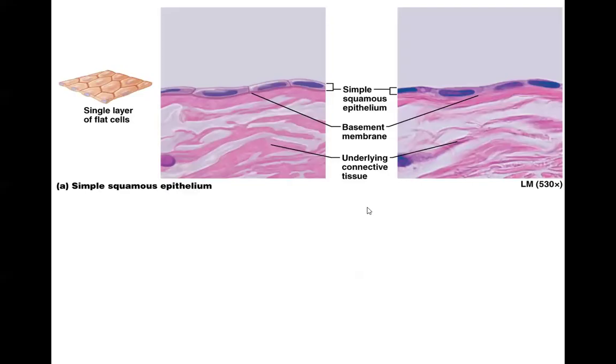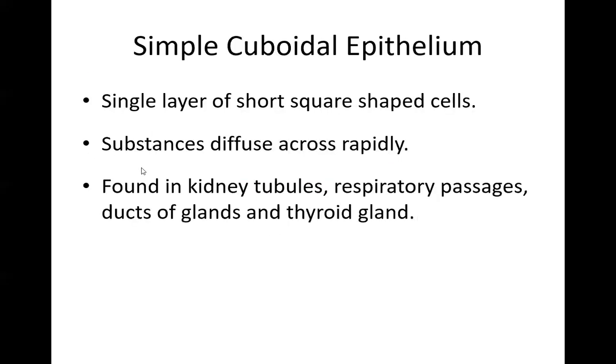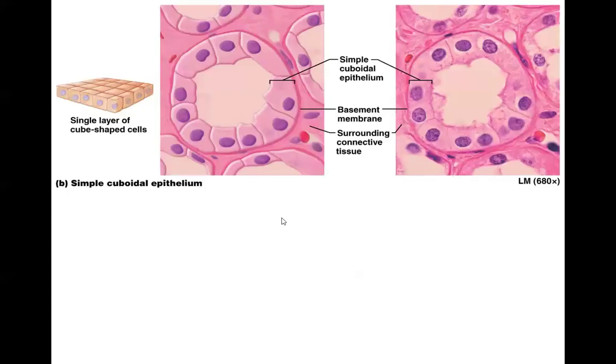So that's the simple squamous epithelium. We find it in the lungs, the kidney tubules, and lining the blood vessels. Then simple cuboidal epithelium is a single layer of short square-shaped cells. Substances diffuse across rapidly, and they are found in the kidney tubules, respiratory passages, the ducts of the glands, and the thyroid gland.